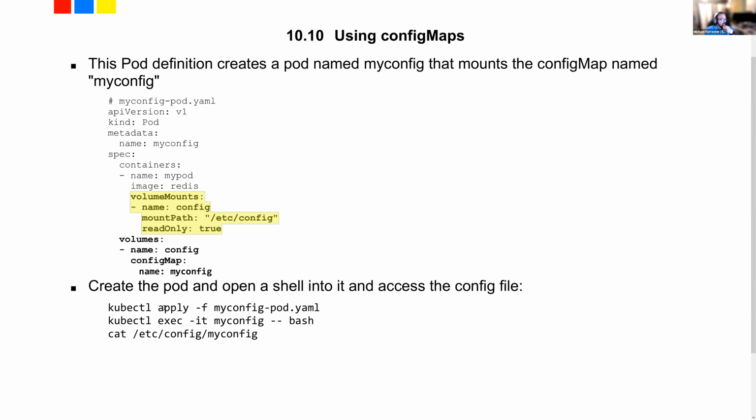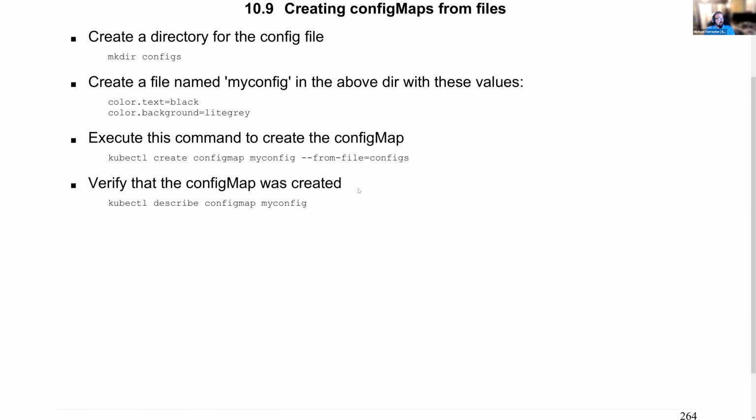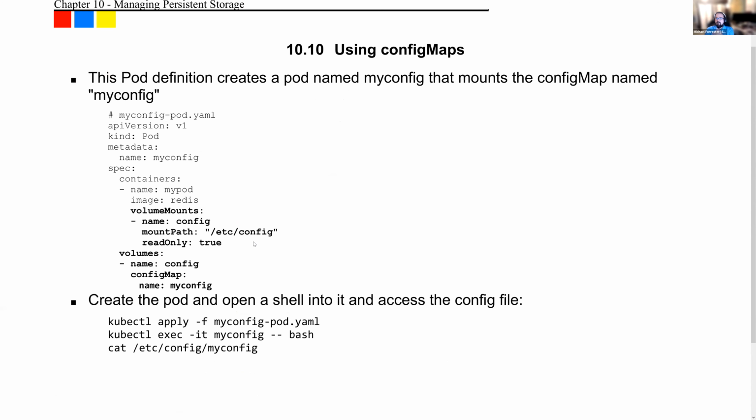Now notice here, what they did is they applied this YAML file down at the bottom. Then they logged in to the container using bash. And then they catted this file from inside the container. And what did they see? They saw what we put into the file earlier. So this allows your application to parse these files and just use them. It's just that simple. Other questions?